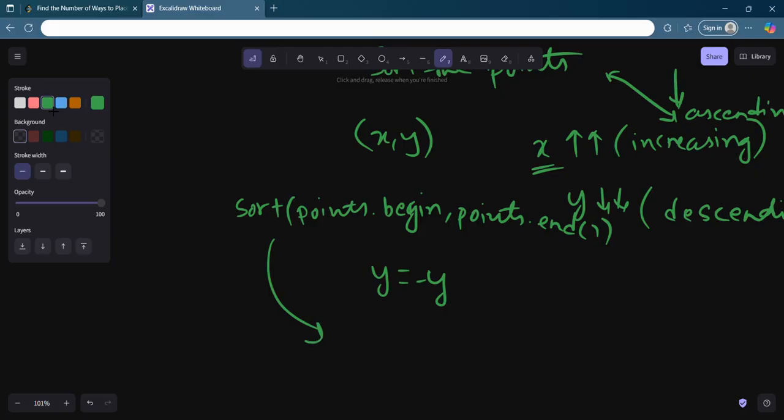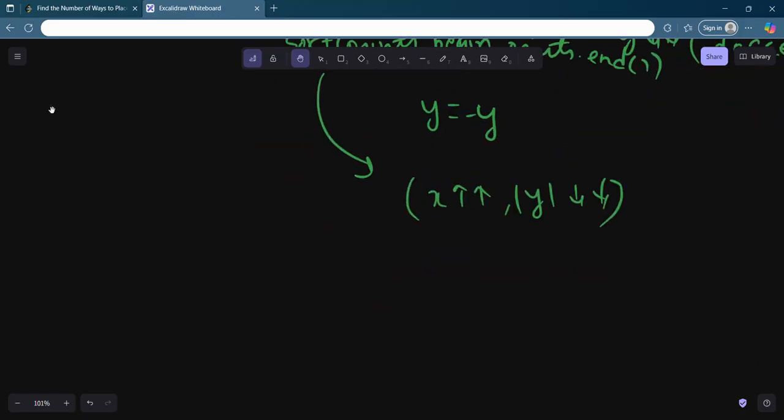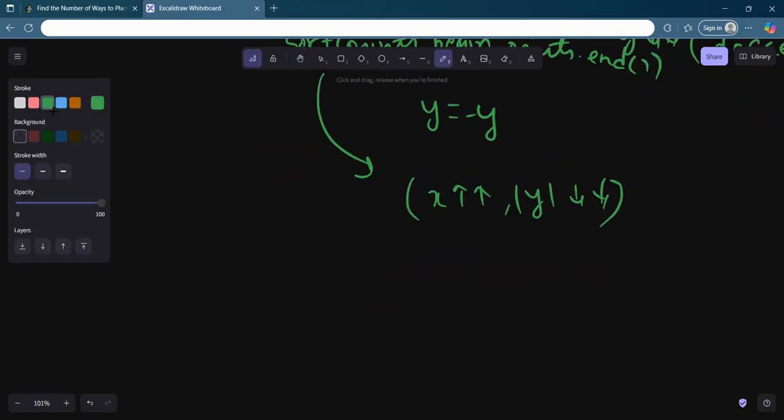Then what will happen? x will definitely get sorted in increasing order, and the absolute value of y will get sorted in decreasing order. So what do I mean by it? Let me take an example. Let's say (0, 2), (2, 5), and (2, 7) you want to sort.